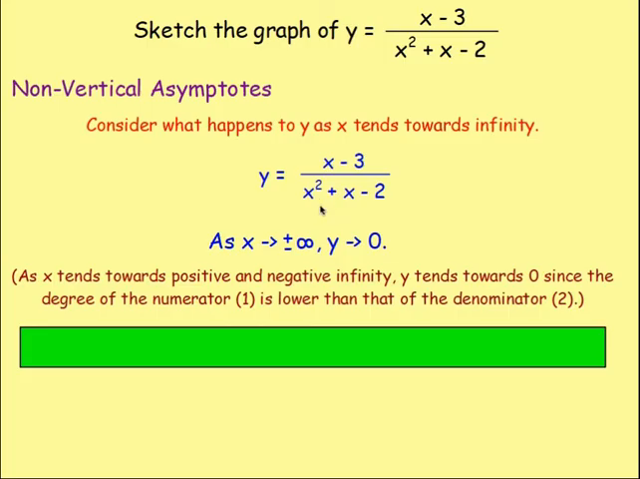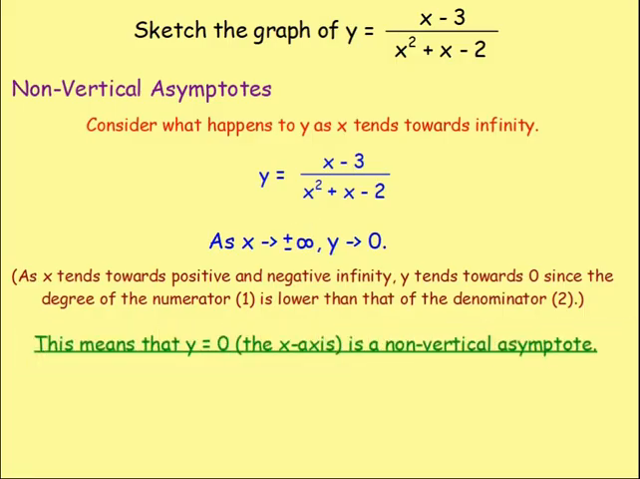And when you divide a fraction by a bigger and bigger number, it is going to tend towards 0. So you can say that y equals 0 is going to be a non-vertical asymptote. If y tends towards 0, all you do is swap tends towards with equals, and that will be the equation of the non-vertical asymptote. Obviously for this, y equals 0 is your x-axis.